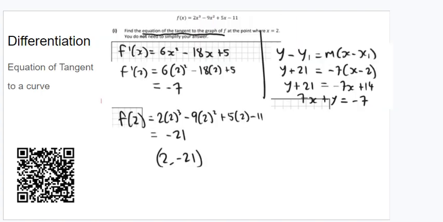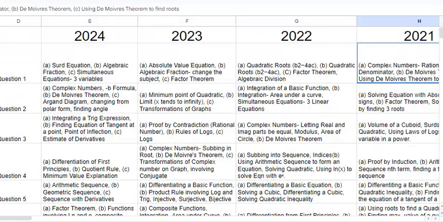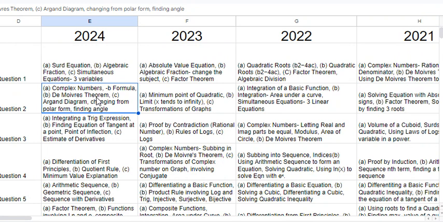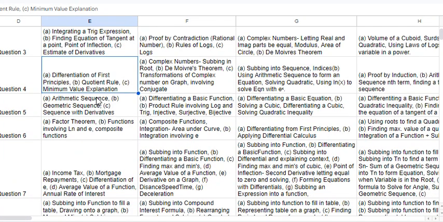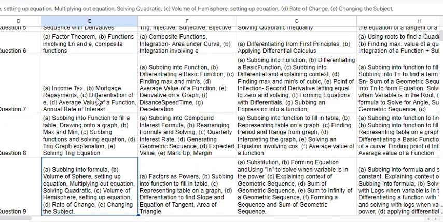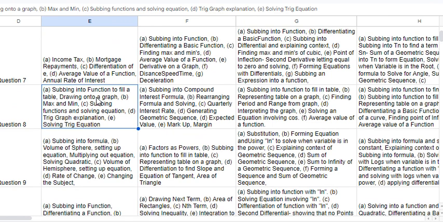The next one is differentiation. It's the equation of a tangent to a curve. I'm just going to show you differentiation overall here first and where it comes up. Last year it came up in question 4 there, and it's generally always going to come up in section B as well, in questions 7, 8, 9 or 10.